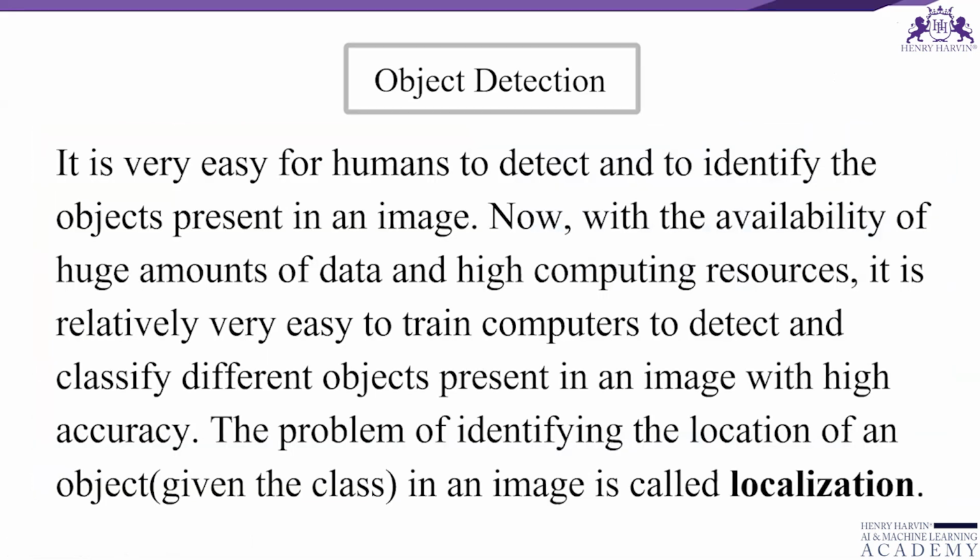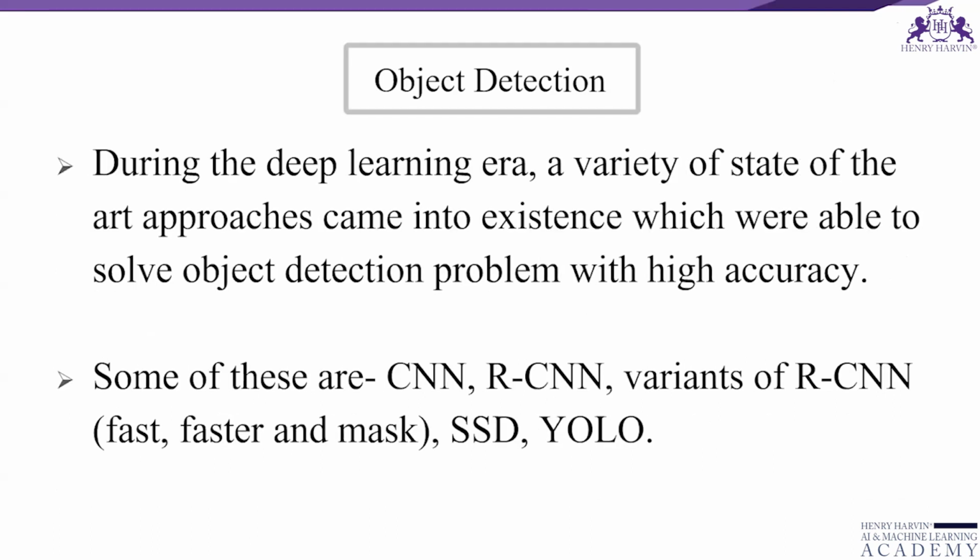So what is object detection? It is easy for humans to detect and identify the objects present in an image. Now we have a large amount of data and computing resources, and using that we are training computers to detect and classify the objects in an image with high accuracy. The problem of identifying the location of an object in an image is called localization. This is possible with the help of deep learning only.